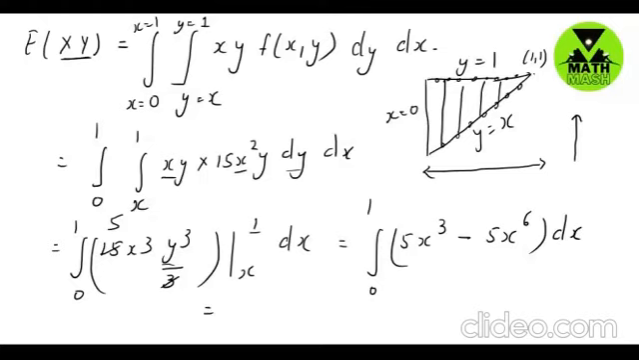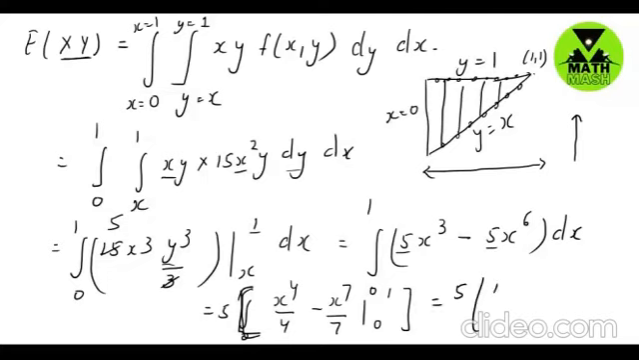We can take the 5 outside of the integral and integrate directly. The integration of x³ is x⁴/4, minus the integration of x⁶, which is x⁷/7. Take the limits as 0 to 1. So this is 5 times (1/4 minus 1/7), and finally this is (7 minus 4)/28. So this is 15/28. This 15/28 is the expected value of XY.